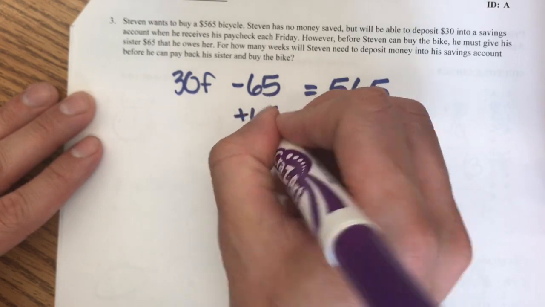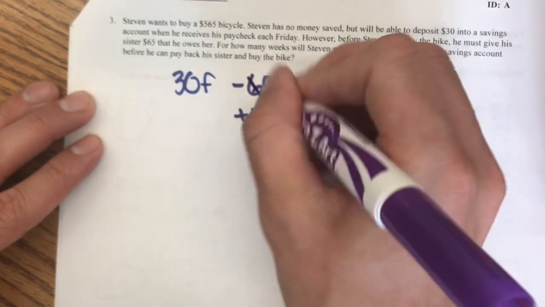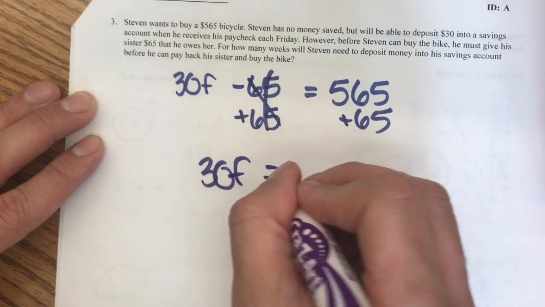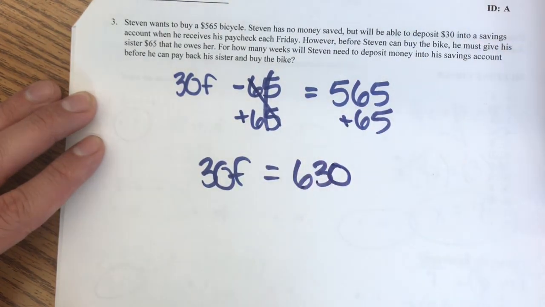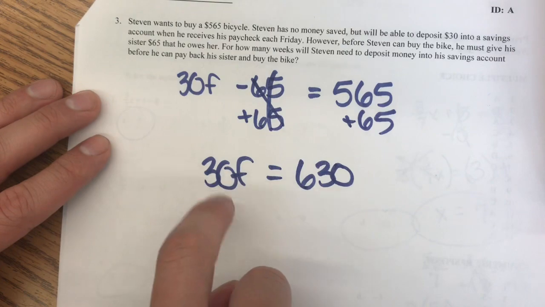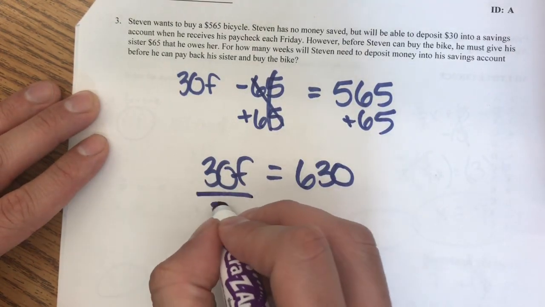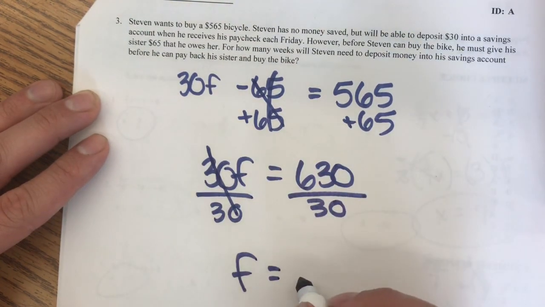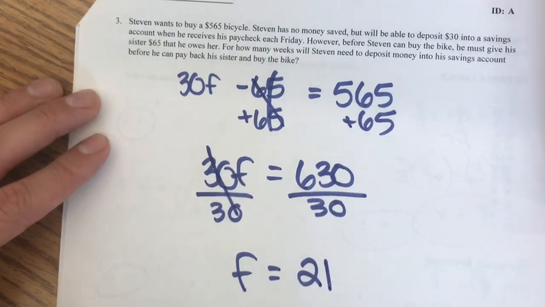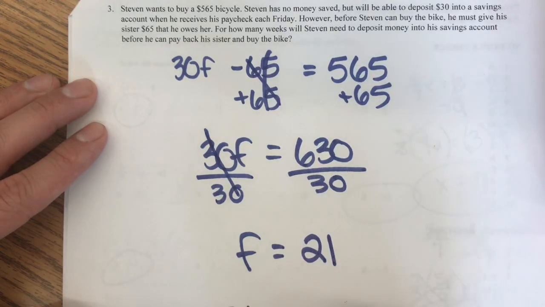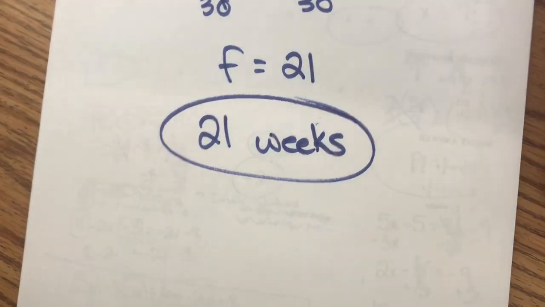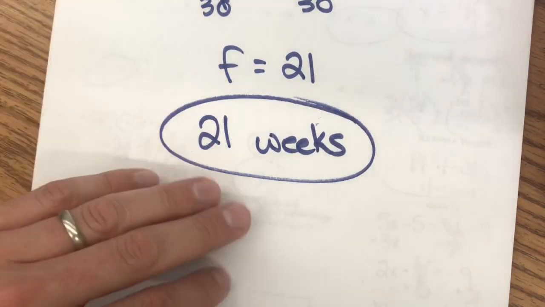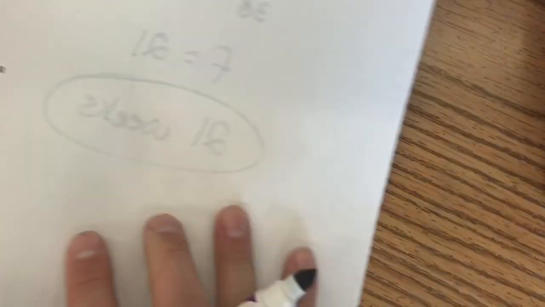Add 65 to both sides, add 65 to both sides, cross you out. 30F equals 630. Okay? F is not by itself. 30's in the way. Do the opposite. Divide both sides by 30. And look at that. I think I know the answer to this one. It's 21. What does that mean? 21 weeks. Steven, you could buy yourself a nice bike in 21 weeks. You're not sure if you did it right? I did it right. So that's that.